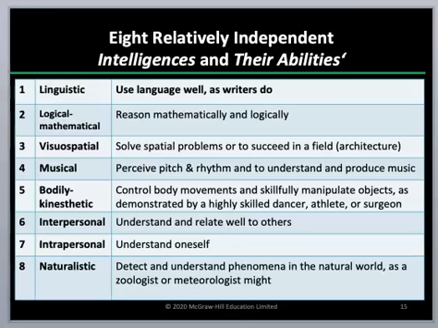Bodily kinesthetic intelligence: control body movements and skillfully manipulate objects, as demonstrated by highly skilled dancers, athletes, surgeons. Interpersonal: understand and relate well to others. Intrapersonal: understand oneself, which is somewhat like the ninth. And naturalistic intelligence: detect and understand phenomena in the natural world, such as a zoologist or a meteorologist might.